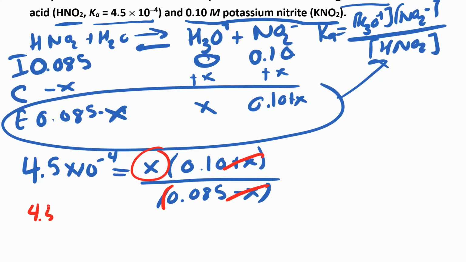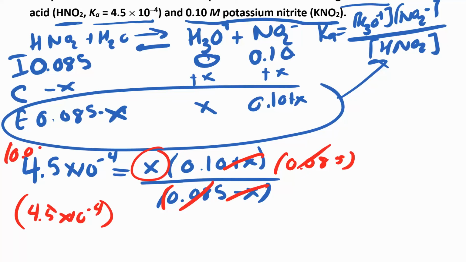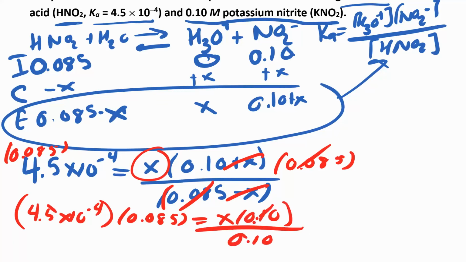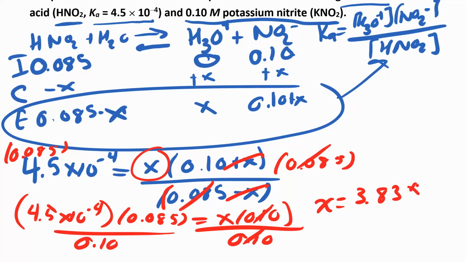So we're going to do 4.5 times 10 to the negative 4. I'm going to multiply both sides by 0.085. That gives me x times 0.1, and then I can divide by 0.1. And I solve for x, which is the hydronium concentration, and that is 3.83 times 10 to the negative 4. And then you can find the pH of that.